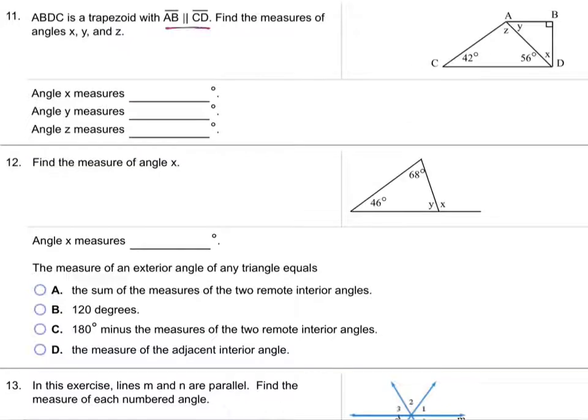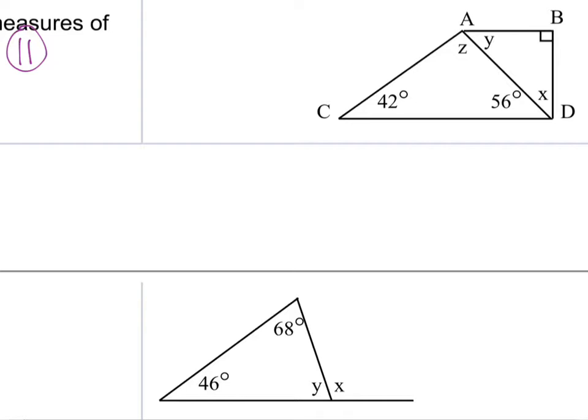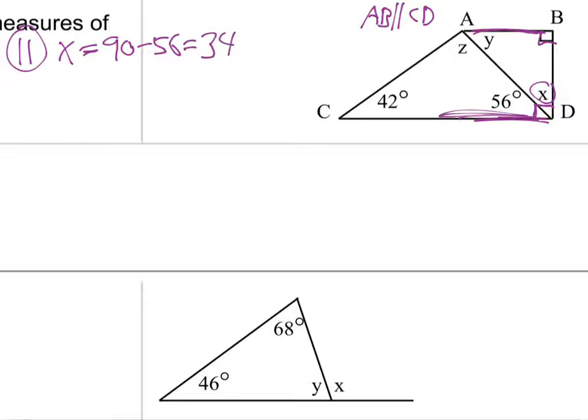Well, notice they tell us A, B, and C, D are parallel, the top and the bottom. This line and this line, A, B, is parallel to C, D. So if the top and the bottom are parallel, then this has got to be a right angle, just like this one is. So if they're both right angles, then I can find x pretty easy, right? X is whatever 90 minus 56 is. What is that? 34 degrees. So I got x.